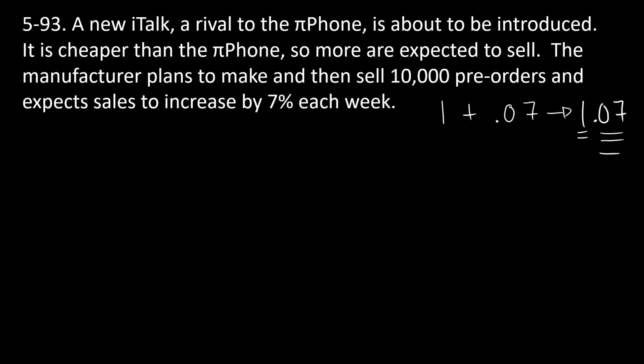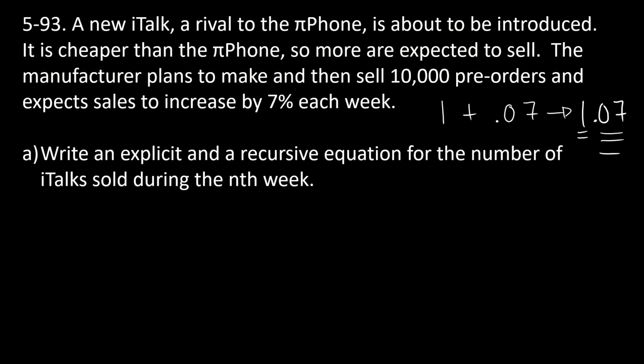So first thing, it says write an explicit, let me put this up here. Write an explicit and a recursive equation for the number of iTalks sold during the nth week. Okay, so let's start with our explicit equation. I think I have enough room for that right up here. So we're doing 10,000 pre-order, pre-sale. So I'm going to say T of n equals 10,000 phones times 1.07, and I'm going to raise that to the nth power.